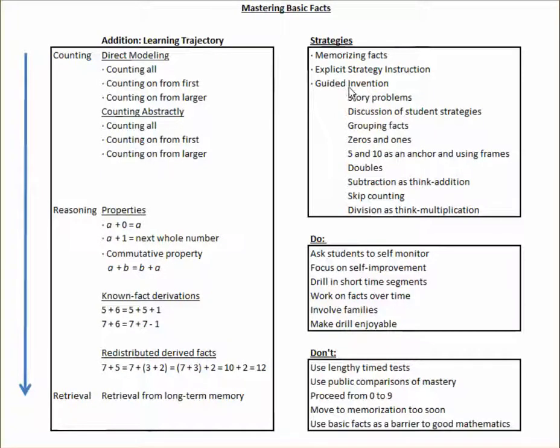So a recommended strategy is to use guided invention. What's this? This is when you give problems to students that they can access at their own place on the trajectory and build understanding and hopefully move up the trajectory as they continue to practice. So for example, give them rich story problems they can make sense of. Then students at all levels of the trajectory can work where they're at.